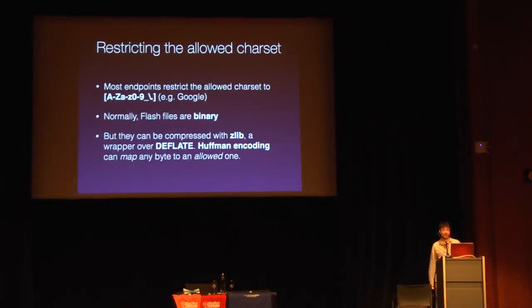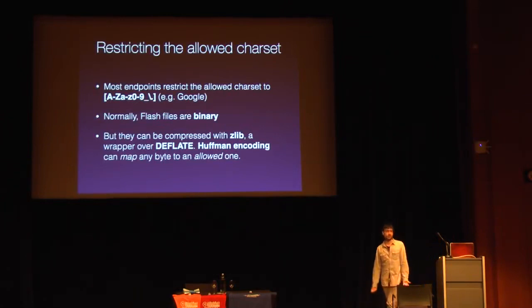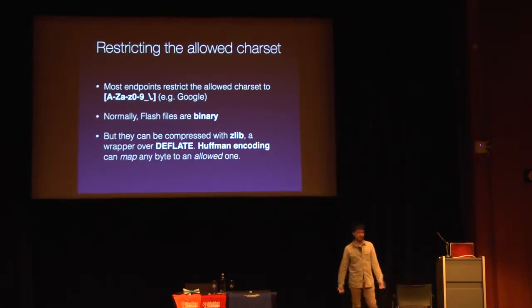As I said, normally Flash files are binary. How is it possible to make them alphanumeric? It's kind of magic. Well, it's possible with compression, and not really with normal compression, but by abusing compression. Flash files can be uncompressed or compressed in two different ways.